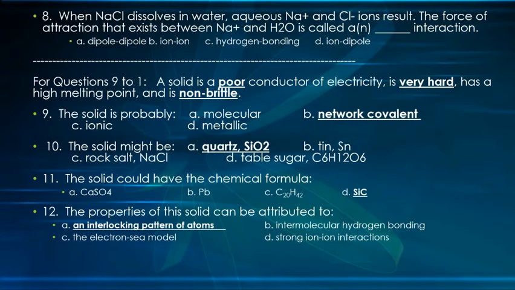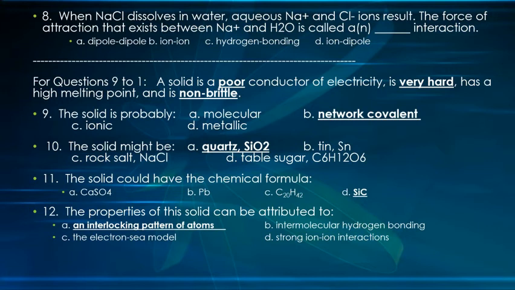Pick an example. So you're supposed to know what categories different things would fall in. SiO2 is a network covalent. Tin would be metallic. Rock salt would be ionic. And table sugar would be a molecular solid. They even give you the formula for a molecule.